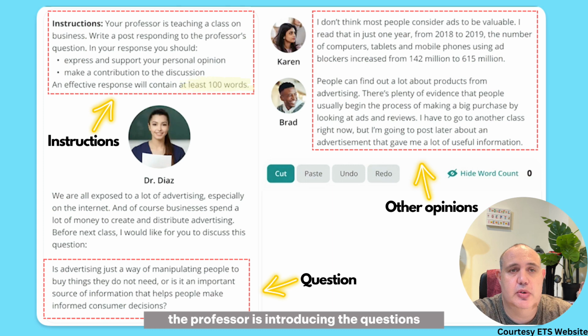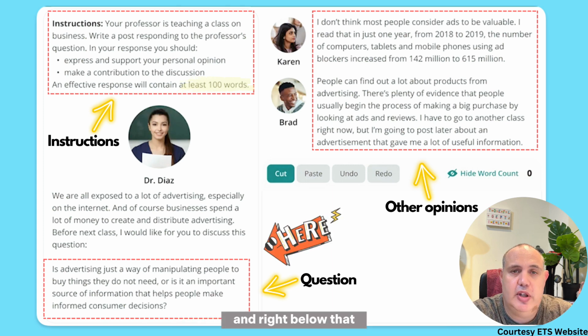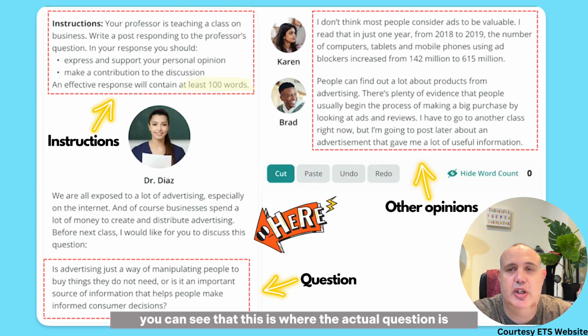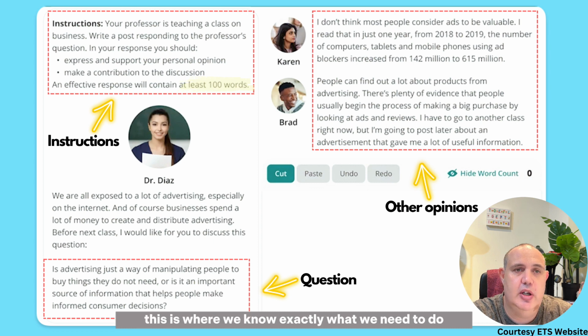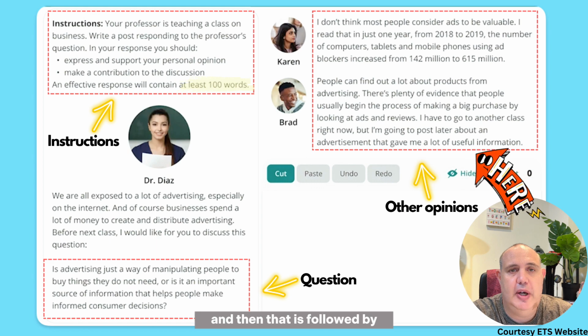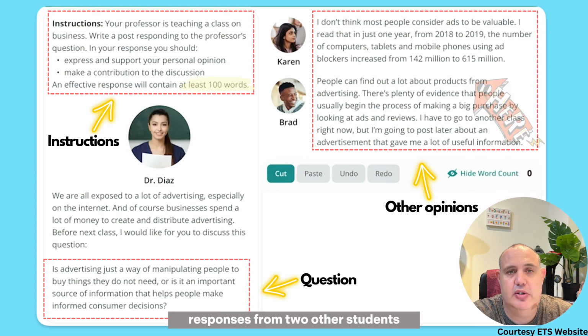Then you will see after that you have the professor. The professor is introducing the question. And right below that, here at the bottom, you can see that this is where the actual question is. This is where we know exactly what we need to do. And then that is followed by responses from 2 other students.